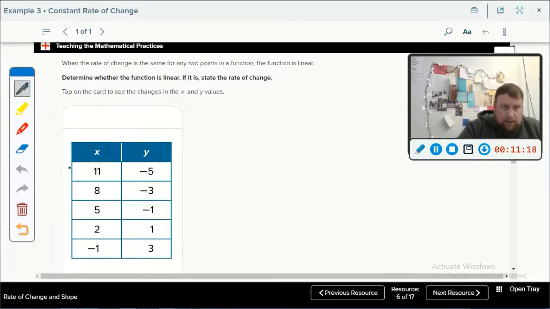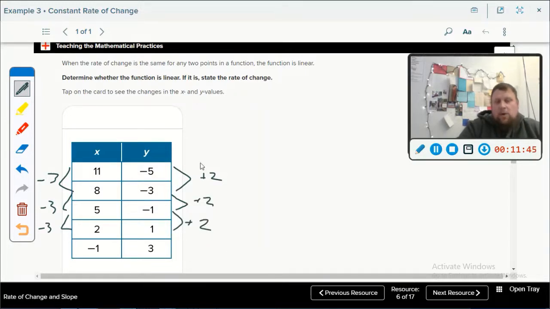Let's find out, is it linear? To go from 11 to 8 is minus 3. 8 to 5 is minus 3. 5 to 2 is minus 3. And 2 to negative 1 is minus 3. Okay. Over here, negative 5 to negative 3 sounds weird, but that's plus 2. And negative 3 to negative 1 is still plus 2. Negative 1 to 1 is plus 2. It's easier to see when you look at 1 to 3. That's plus 2 clearly.